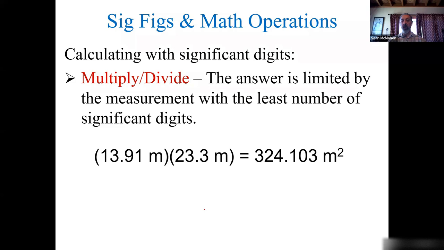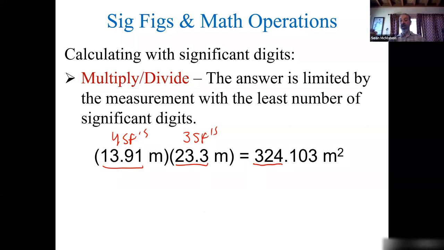So when we multiply and divide, what we do is we look at the number with the least number of significant figures. So if I count here, there's 4 sig figs, and there's 3 sig figs. And I'm multiplying them. So what is less, 3 or 4? 3. So my final answer should have 3 sig figs.